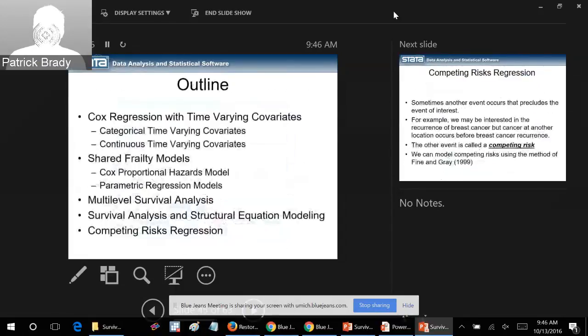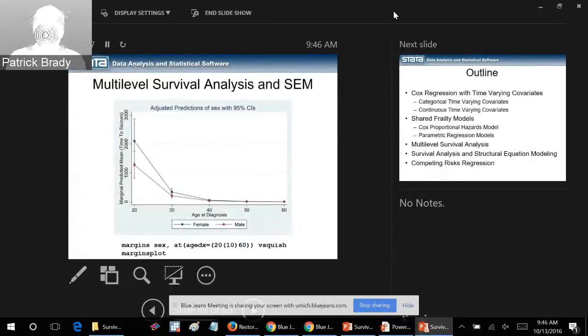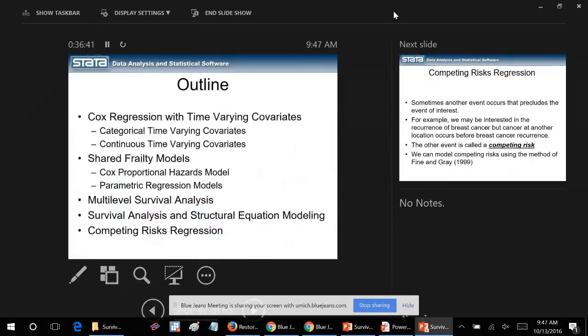I'm going to move along because I want to get on to competing risks regression. Any questions about that? And margins works after GSEM. So even after you fit these elaborate structural equation models, you can still use margins to get predictions of your time to seizure or whatever it is that you're interested in. Okay, any questions?